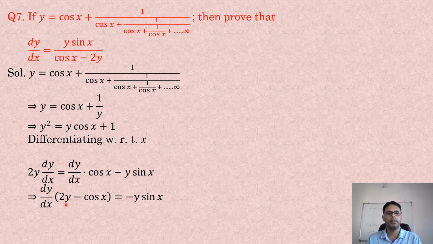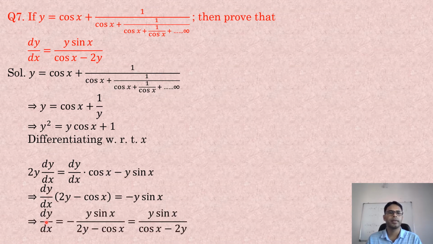So just divide by this term on the right hand side. So dy/dx is equal to minus y sin x divided by 2y minus cos x, and this minus can be removed by taking negative common in the denominator. If you take negative common in the denominator, then it will be cos x minus 2y, and that negative sign and this negative sign will remove each other, and so that is the answer for the question. So the next question is number 8.